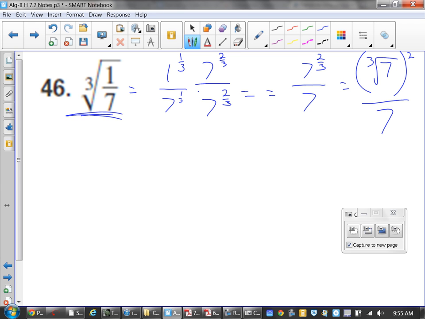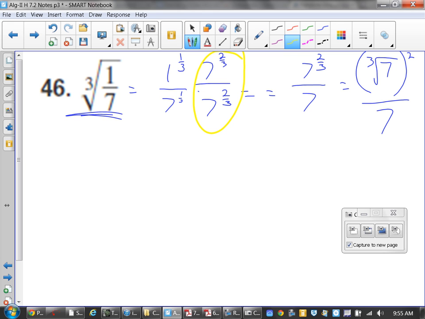Squared. Here? On the top. On the top. Because if I divide that out, what do you get? 1. That's why. Okay. Because I'm multiplying it by a factor of 1, which doesn't change it, it just changes its shape, if you will.